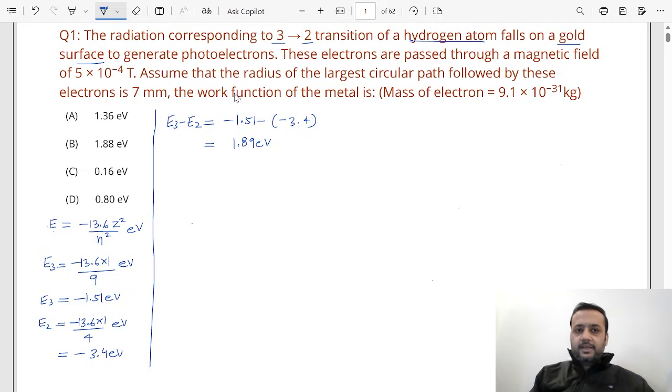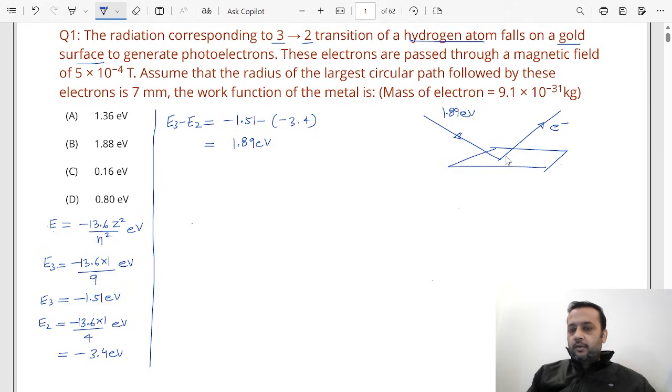Now these photons are made to fall on the gold surface. So imagine that this is the gold surface. These photons are falling over here. So basically the electrons will be emitted because of the photoelectric effect. The incoming photon had the energy of 1.89 electron volt. Using Einstein's photoelectric equation, we can write 1.89, the energy of the incoming photon, equals work function plus KE max. Here KE max represents the maximum kinetic energy of the emitted electron.